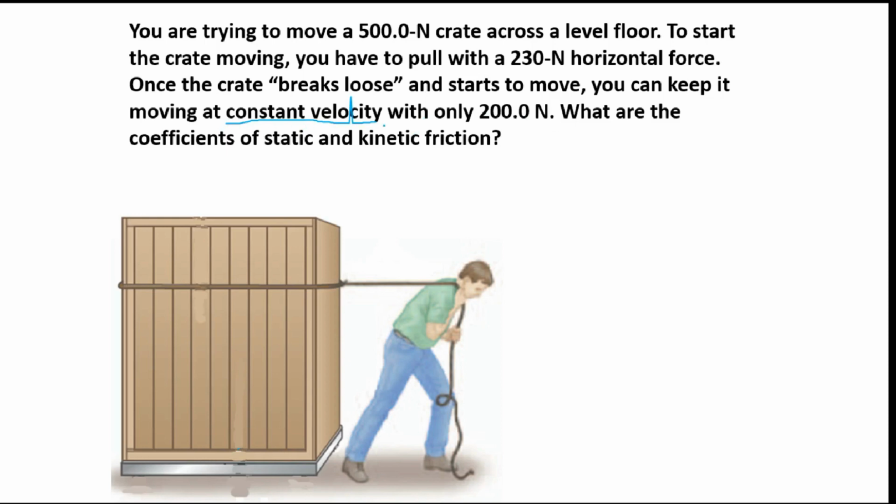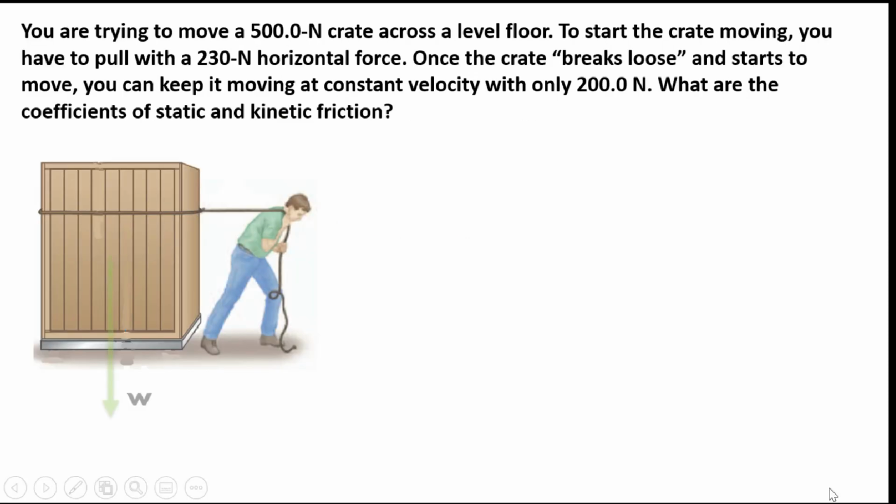And note that constant velocity means the acceleration is zero, so this is still an equilibrium problem. So, what are the coefficients of static and kinetic friction? Before we proceed, let's first identify the forces acting on this diagram. We have the weight of the crate, the normal force, the applied force, and the friction. Since we have two cases here, we have two free body diagrams.